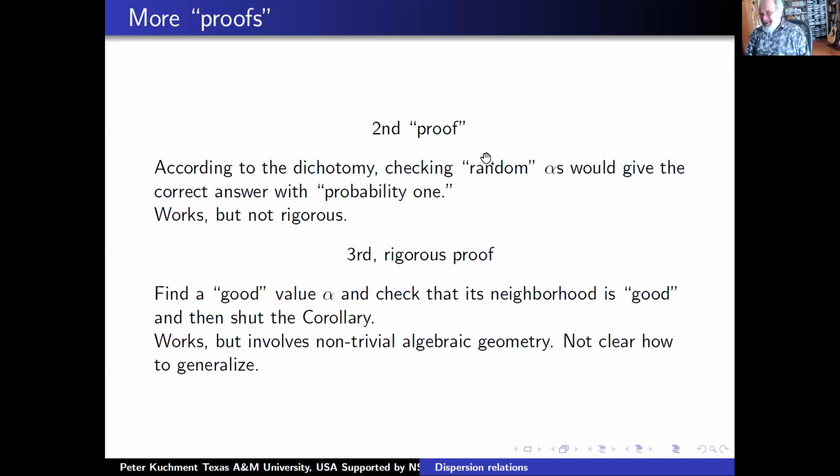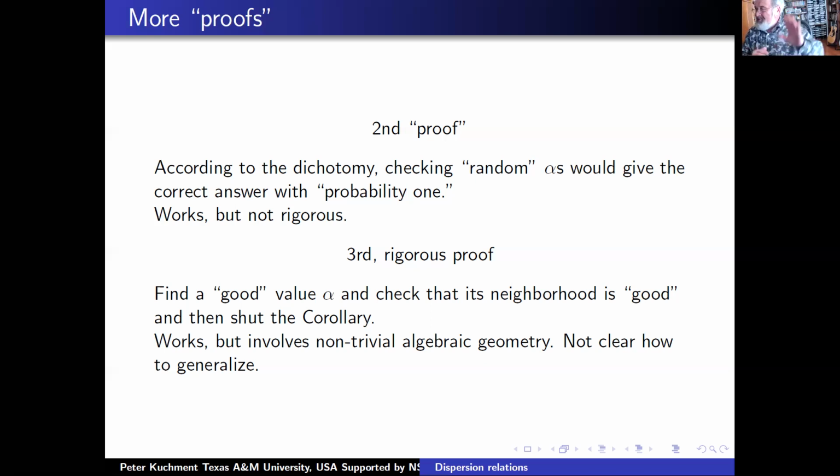The second, even bigger quotation marks proof was, okay, we know that there is a dichotomy. Either almost everything is good or almost everything is bad. So if you pick a random alpha and check, then with probability 1, you get the correct answer. You take a random alpha, look if there are no critical points that are degenerate, then it's probability 1 that they are almost never there. But then the question arises, what does it mean, random? How many of them should you check? We did this and it works, but it's not rigorous. But for practical purposes, it's pretty good.